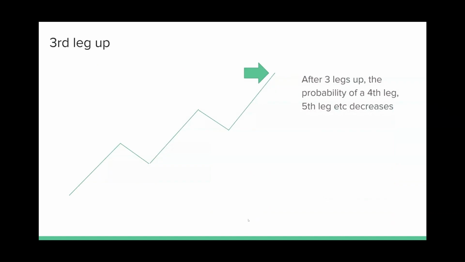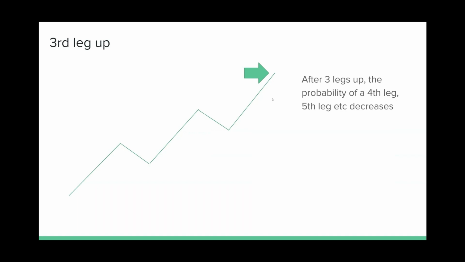Now, what do I mean by third leg up? So say this is a stock that is a new EP and it starts its move here. This is where I enter. It goes up for a few days, makes a leg up, pulls back, probably tests the 10 or the 20 MA, makes another leg up, goes up for a few days, pulls back, tests the 10 or 20 MA, and then it makes a third leg up. Now, after 3 legs up, the probability of a fourth leg or a fifth leg greatly decreases. So what I do is just sell half of it on the third leg up.